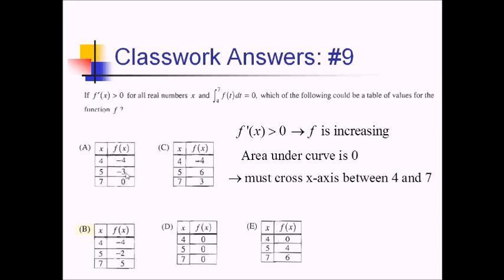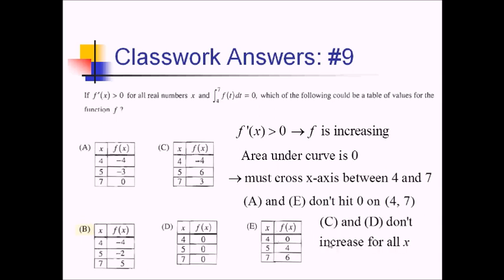Okay, let's see, answer choice B. So for this one, we're increasing, and it looks like we're going to cross 0 between 5 and 7. So far, B is still in the running. How about C? Well, C, we're not increasing all the way. We go up to 6 and then down to 3. D, we're not increasing all the way. And for E, we're increasing, but we don't hit 0 in between 4 and 7. So A and E we can eliminate for not hitting 0 at the right times. C and D we can eliminate because they don't increase. So then choice B is all that's left.